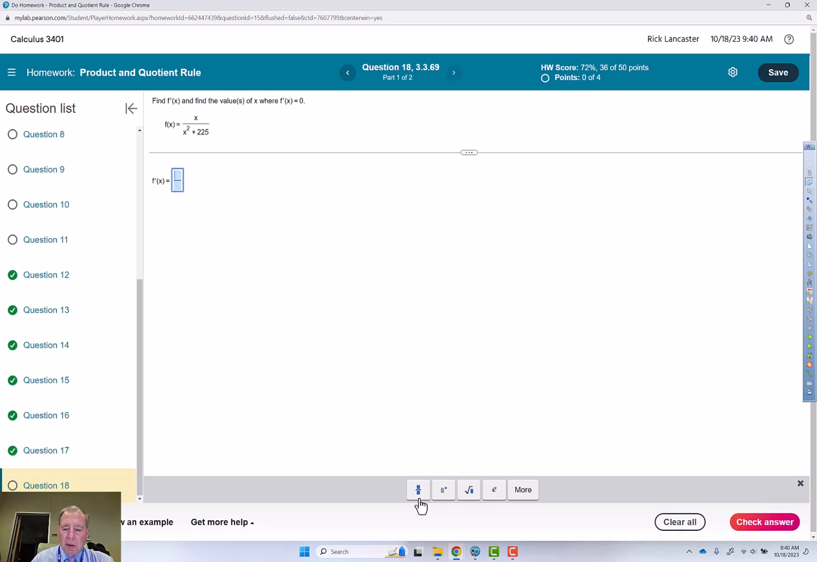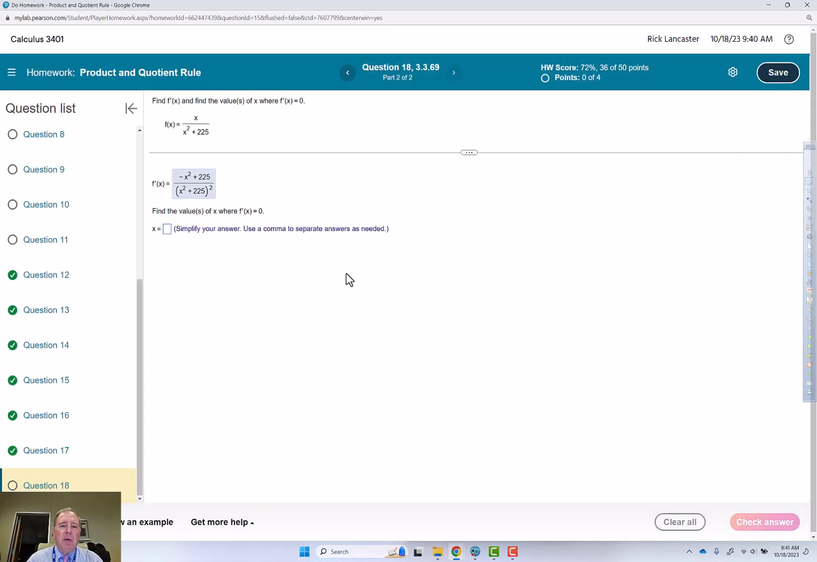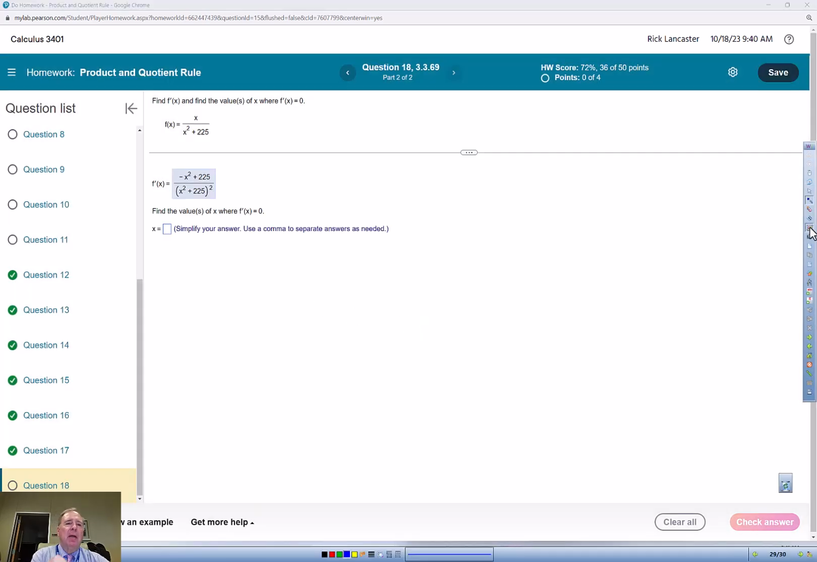So we'll go put that in, and we'll find out what the two places are where the derivative equals 0. So negative x squared plus 225, go down to the denominator, x squared plus 225, close the parentheses, square that. Well done. So now the only way for this fraction to equal 0 is for the numerator to equal 0.